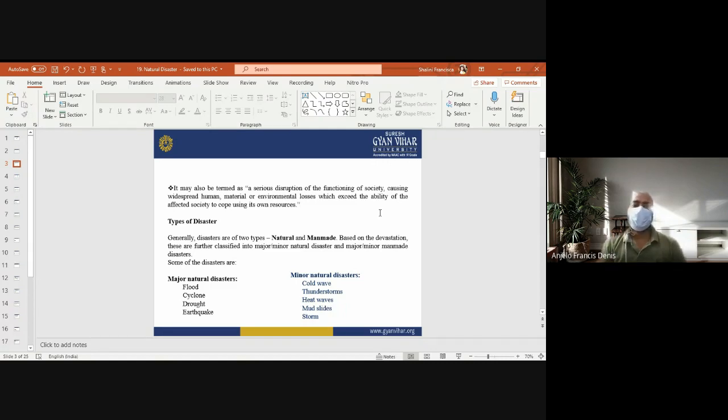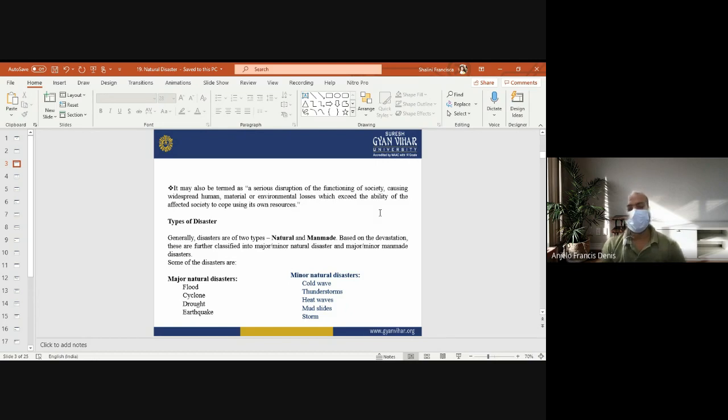Now, the types of disaster. Generally there are two types of disaster, natural and man-made disaster. Further, there are some classifications and examples of natural and man-made disaster. Let's see a few examples of natural disaster. Flood, cyclone, drought and earthquake can be examples of natural disaster, whereas cold wave, thunderstorm, heat waves, mudslide and storm can also be examples of natural disaster.